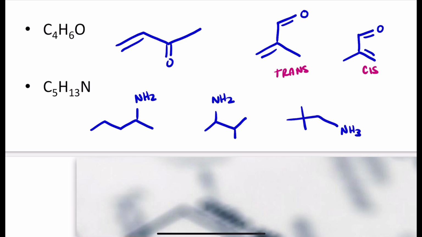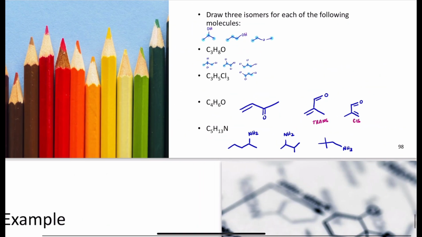Again, it's probably not an exhaustive list. You may be able to find other structures. But just being able to use a formula and draw different isomers is useful.